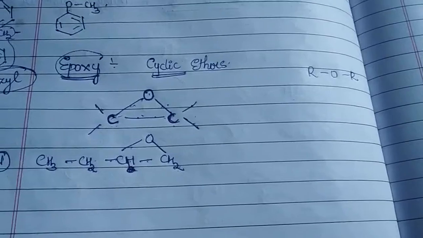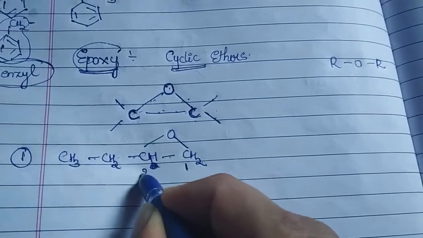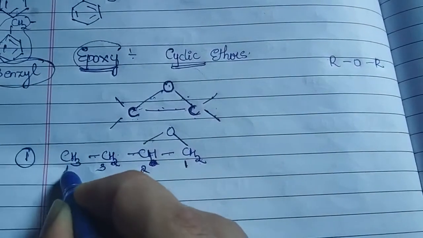As a substituent. So that should get the lowest possible number. So 1 2 3 4.